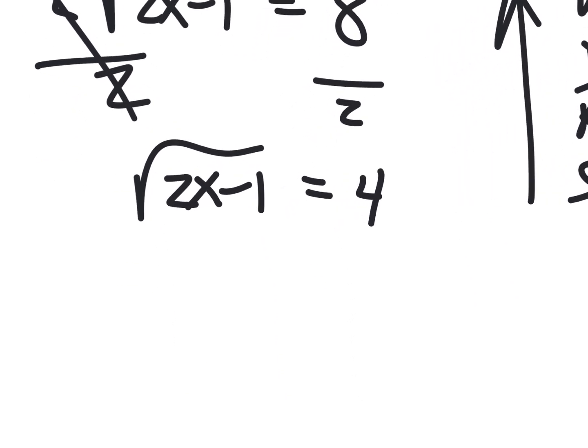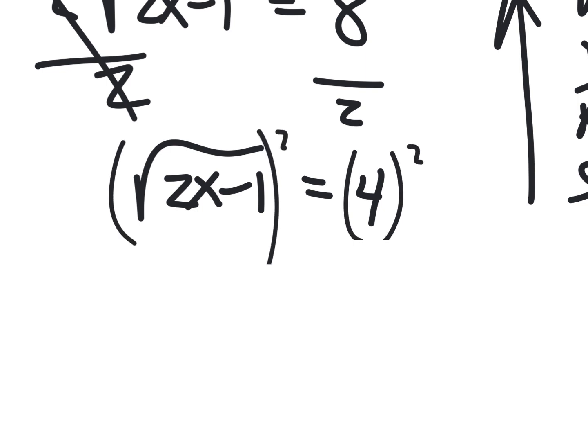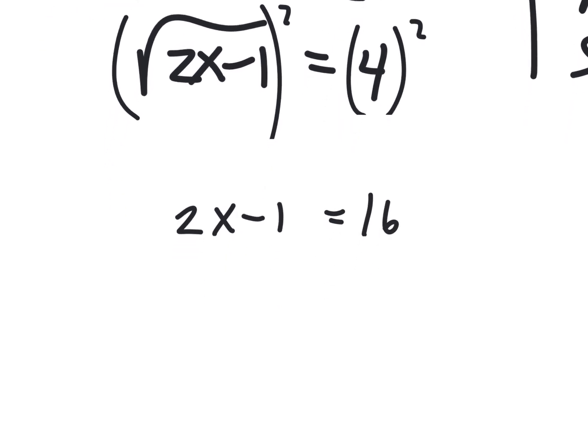And right here, we square both sides. When you square both sides, that removes the square root here, and I end up with 2x minus 1 out from under its square root. And the 4 squared is 16. Then I'm going to add 1 to both sides.